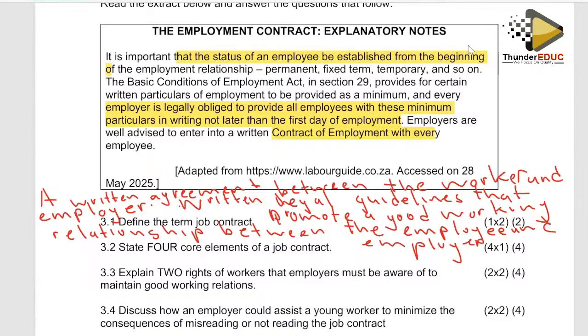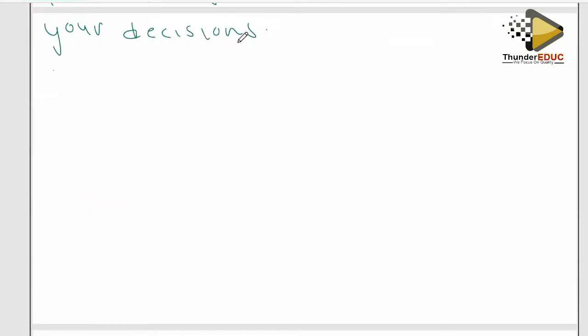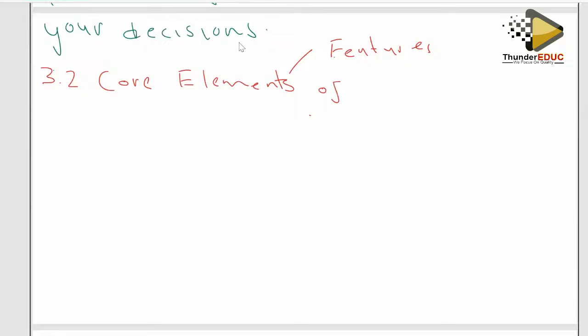For this one, I'll take it to the whiteboard so that we can write it on the whiteboard. 4 core elements of a job contract. When you look at a job contract, it should contain the following pieces of information. So let me write the subheading: 4 core elements of a job contract, 3.2 core elements. These elements, you can say, are key features. These are the features expected in a job contract.